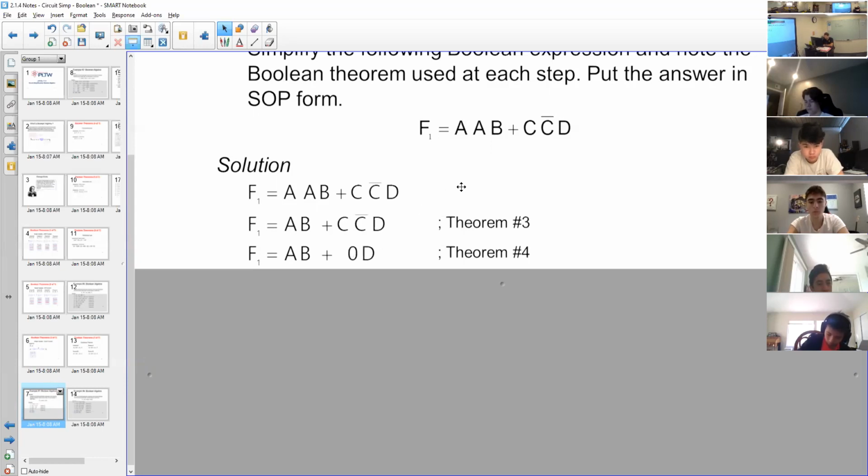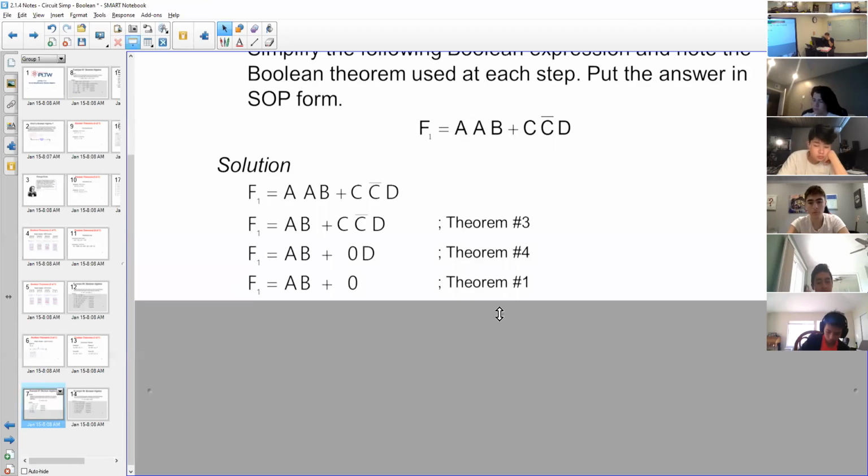Any guesses to what theorem we're going to use next? Theorem 1. Why is that, Evan? Because it's 0 times a variable. Okay, so theorem 1 says 0 times a variable just simplifies to a 0. So here we've got 0 times D, that just simplifies to a 0.